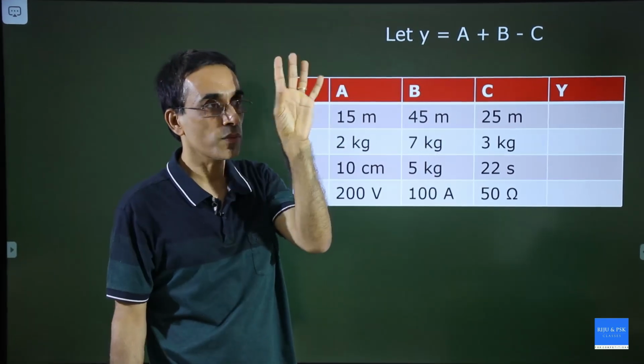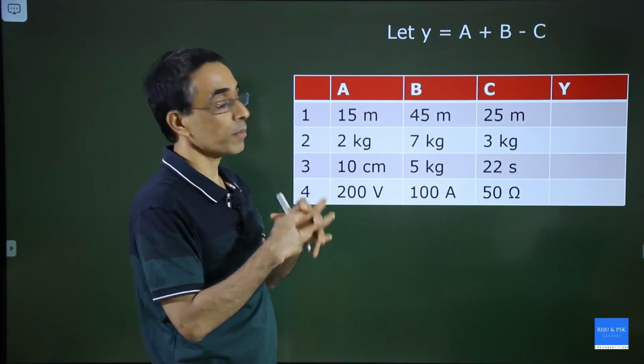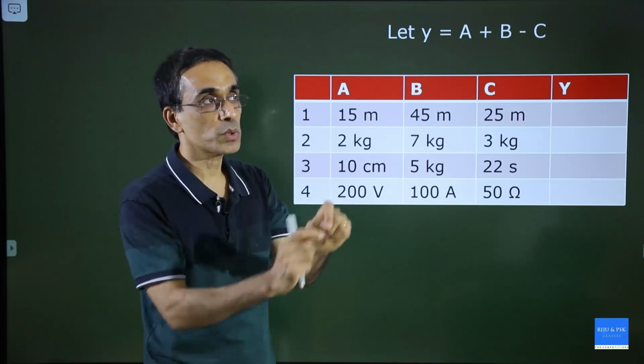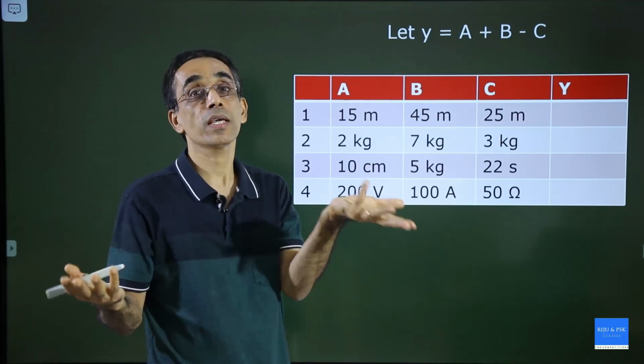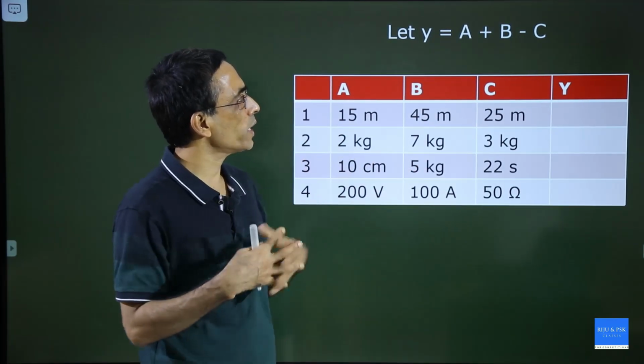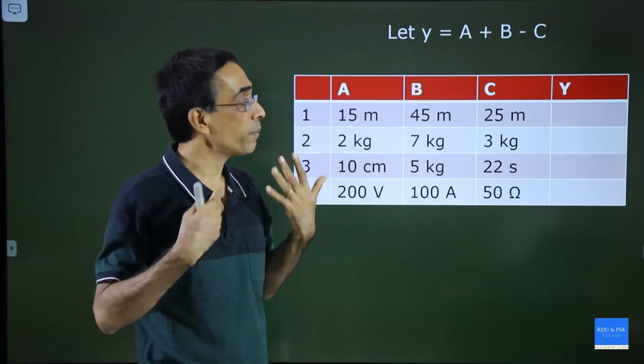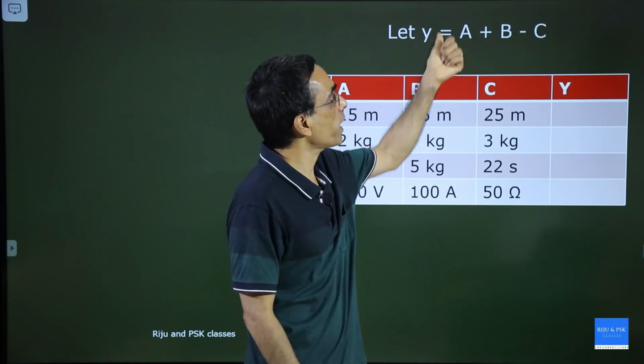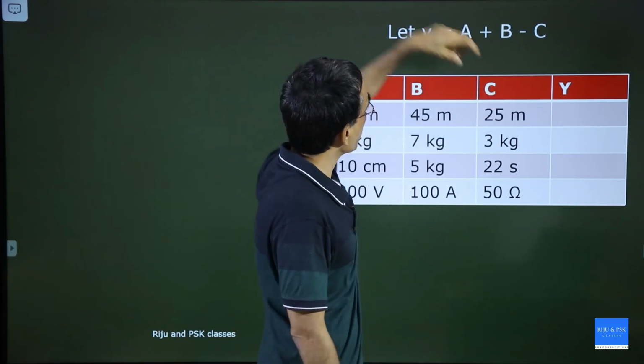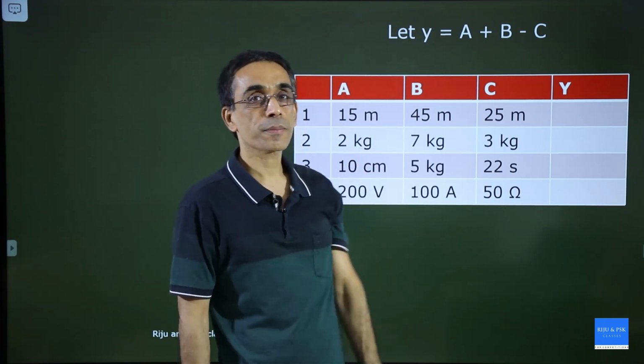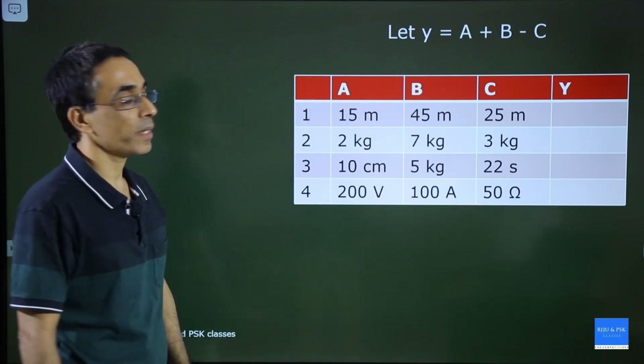In one of my previous classes, I gave an example like this one. But suddenly one student asked me what is the meaning of y, what are y, a, b, c. I don't know what y, a, b, c are, but I am given that if you add a and b and subtract c, you get something, you call that y. Y equal to a plus b minus c.